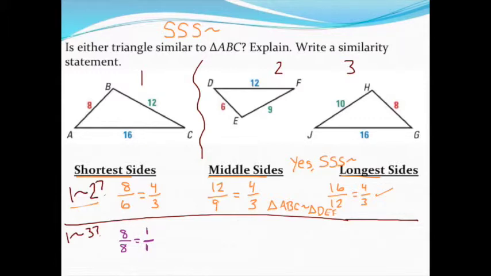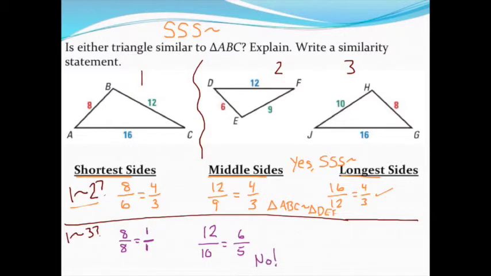The middle length side of triangle 1 is a length of 12. The middle length side of triangle 3 is 10. Well, 12/10 definitely does not simplify to 1/1. It simplifies to 6/5. And so right there I could stop and say that no, the triangles are not going to be similar to each other. They would need to have the same scale factor.